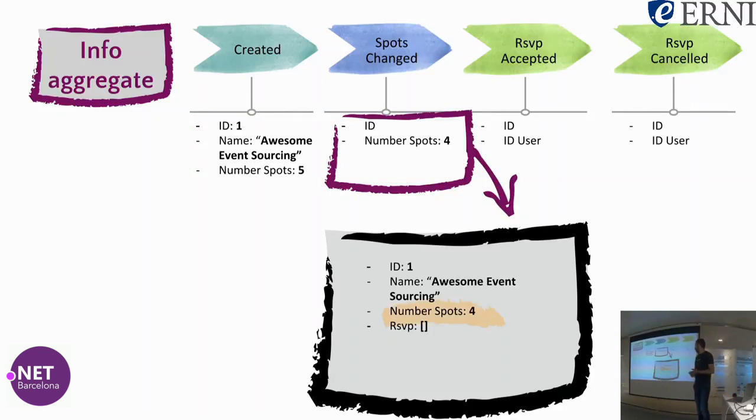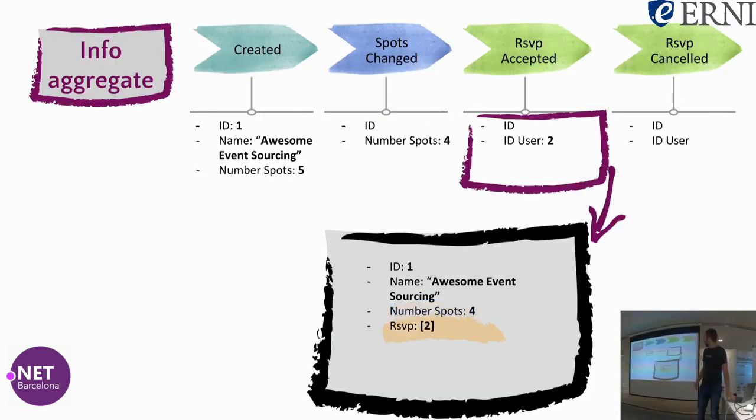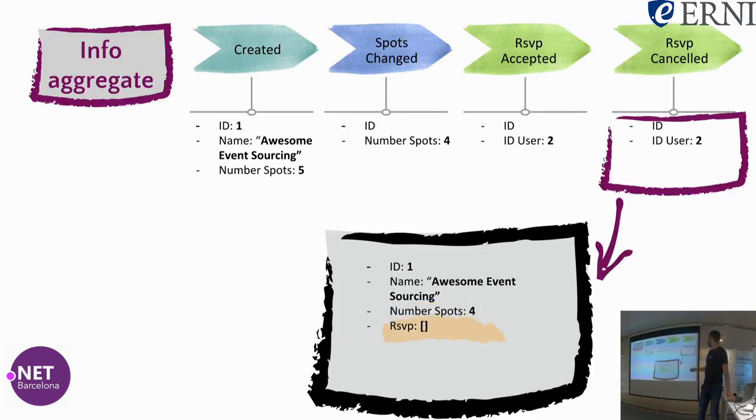So when we have the created event, we store the data. Then when spots change, we simply change the number of spots in the aggregate. Then RSVP accepted simply adds the user to an array of the people that will go. And if you have a cancel, you simply delete the user ID from the array. So it's pretty simple.